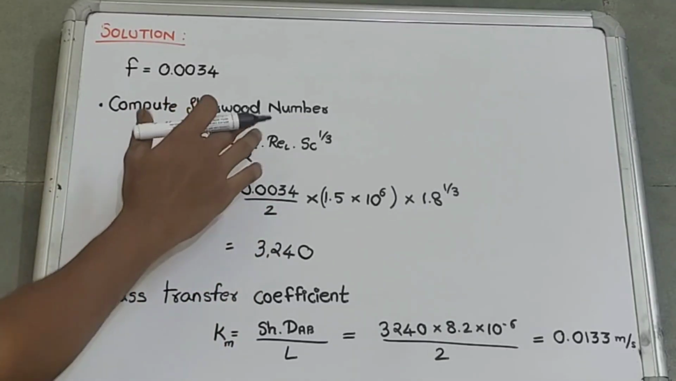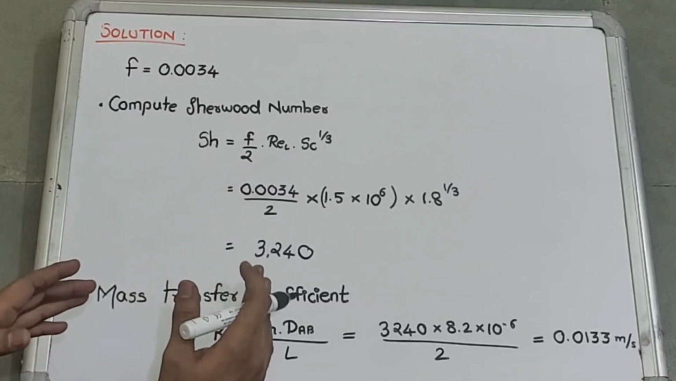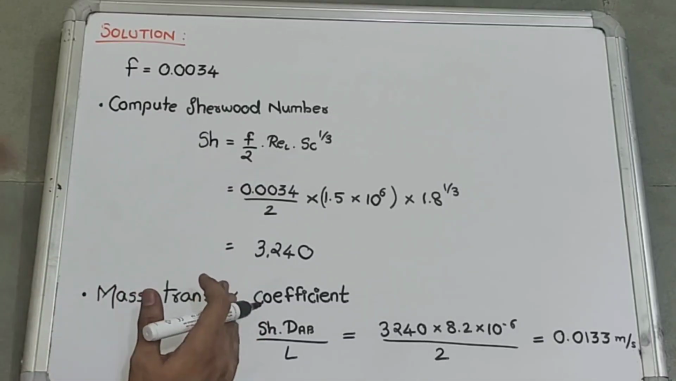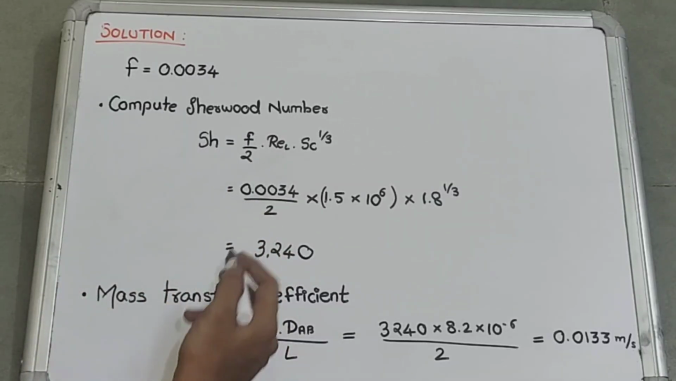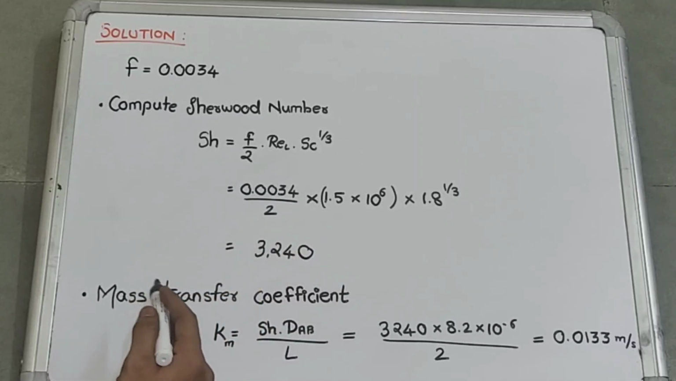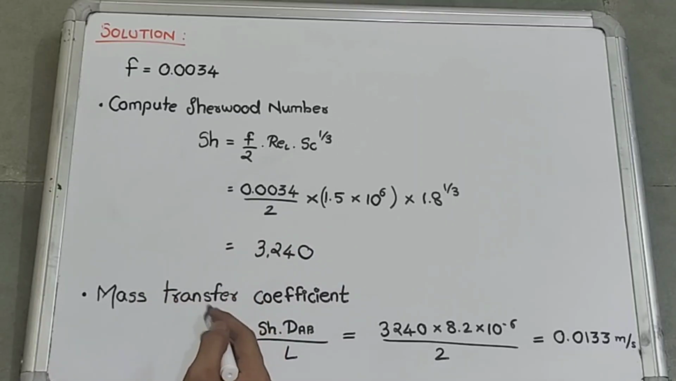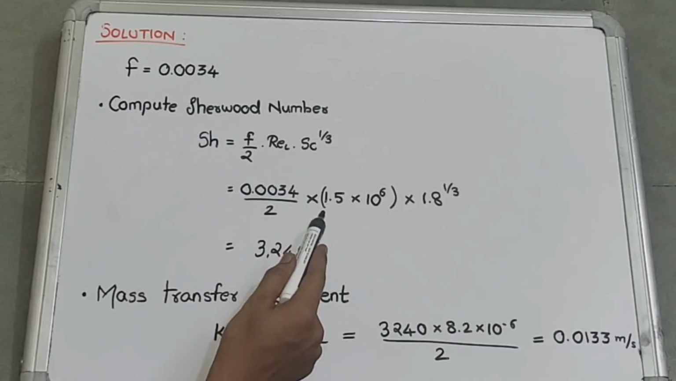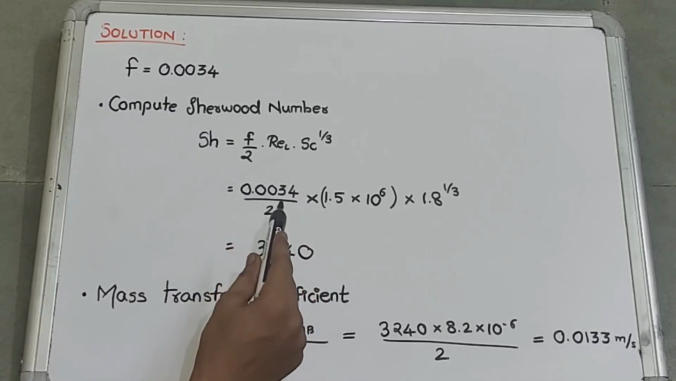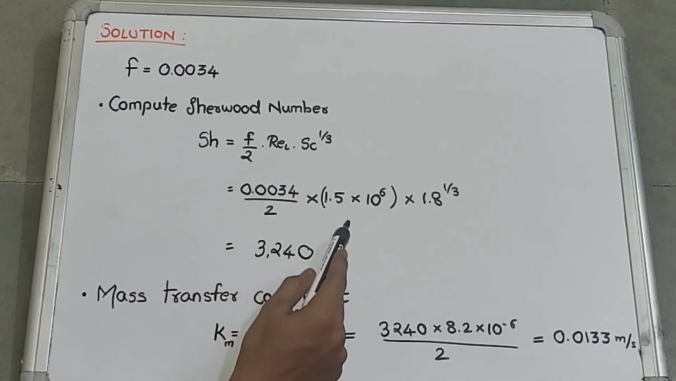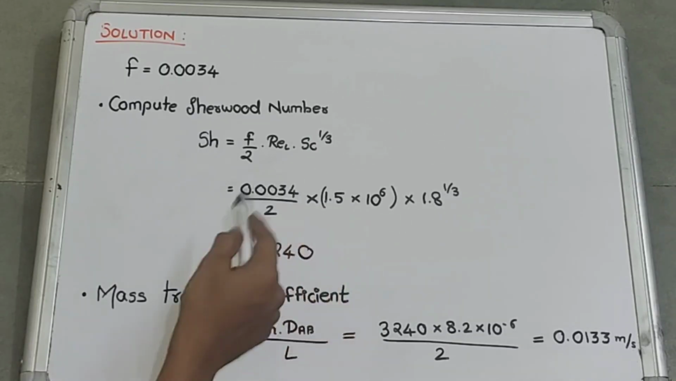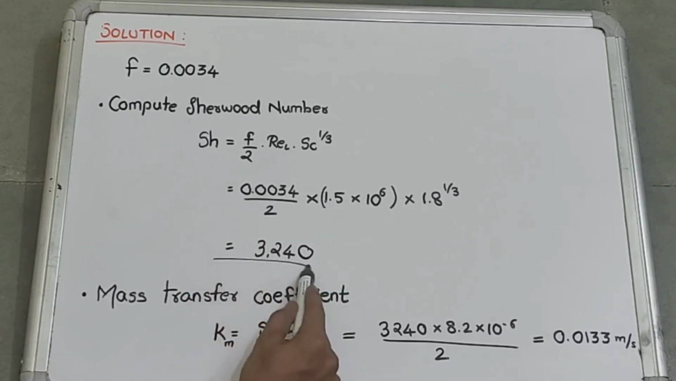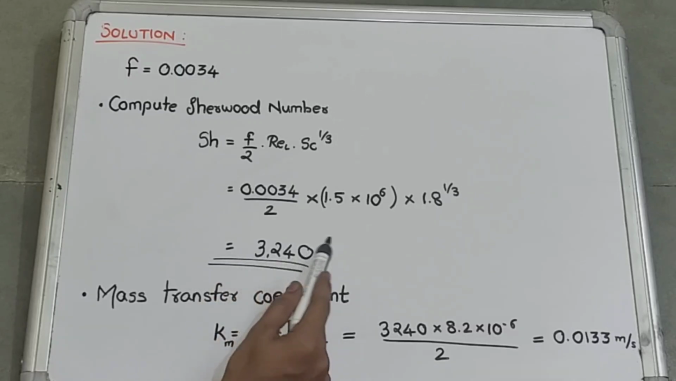So we compute Sherwood number by the formula. Sherwood number is friction factor divided by 2 into Reynolds number multiplied by Schmidt number power 1 by 3. Substituting all the values, we get the equation in the form 0.0034 divided by 2 into Reynolds number which we found in part A, which is given as 1.5 into 10 power 6 multiplied by 1.8 power 1 by 3. Calculating all this, we get final Sherwood number as 3240.